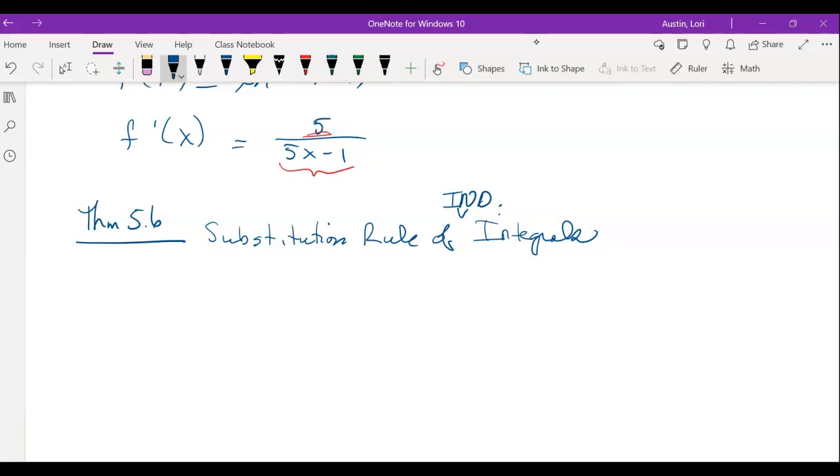It is fondly known as u sub. That's what we call it. You say u sub to any calc student, they'll know exactly what you're talking about. Okay? So we're going to call it the u sub. And this is why. We're going to use u's to kind of help us out.